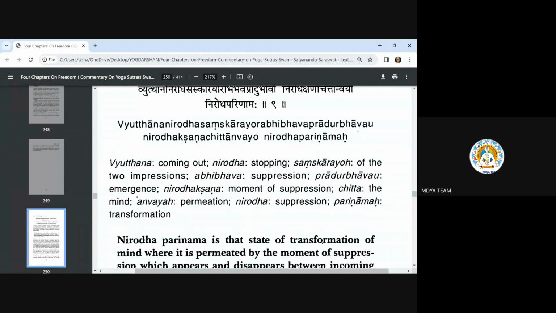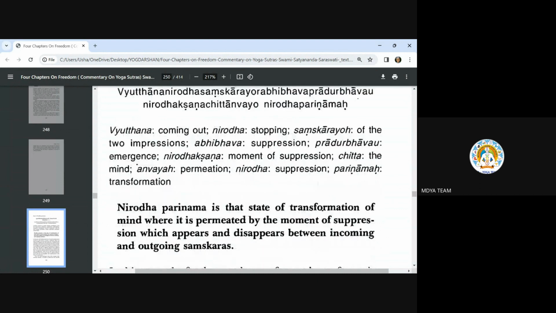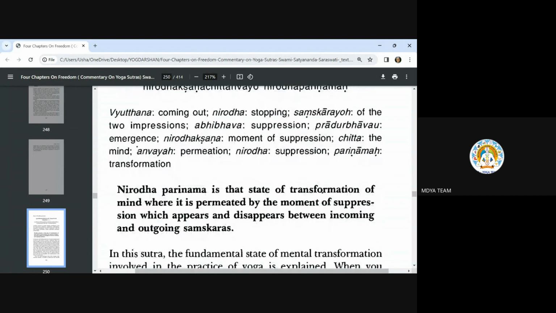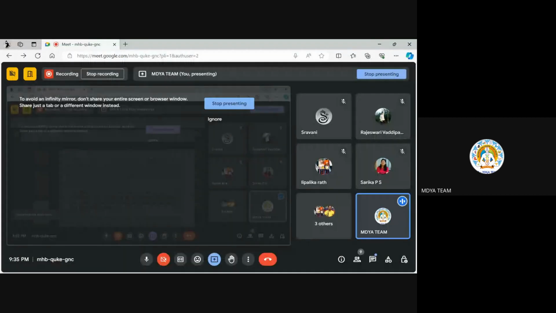Okay, I'll explain it one more time. Don't worry, this is not very difficult to understand. At the same time, it's not very easy also. One thing that you need to have is, there are two kinds of samskaras. Okay, let me use a jam file so that I can help you with a simpler diagram kind of a thing.